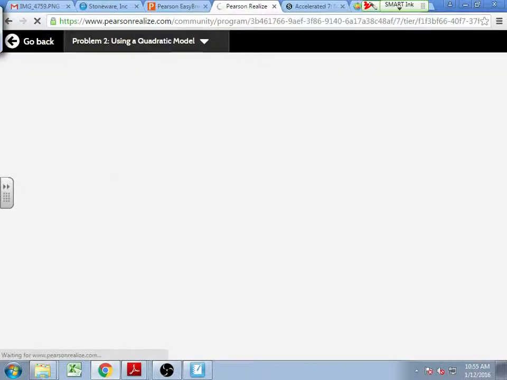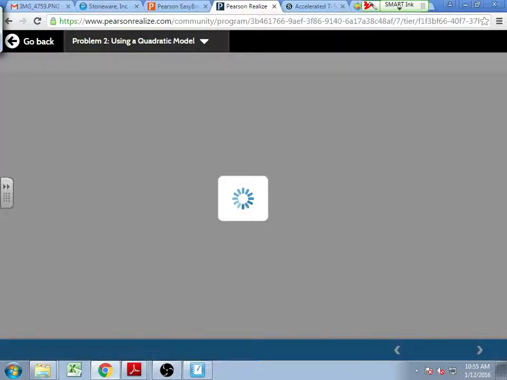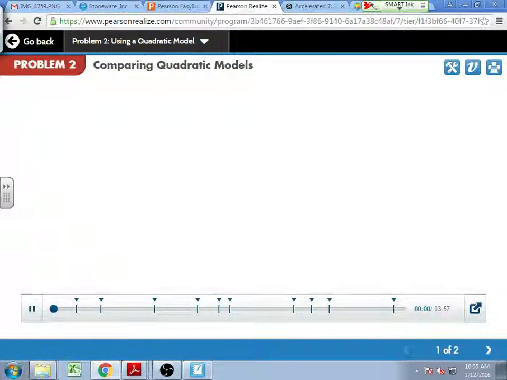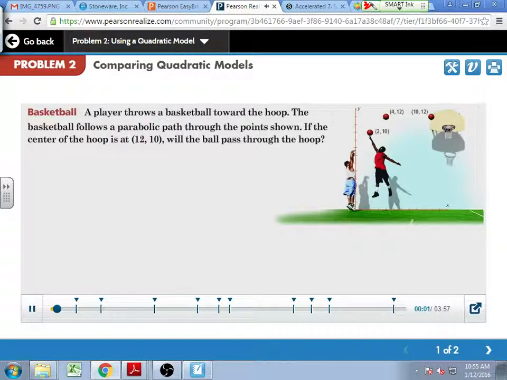All right, flip to the back. We're going to do the same thing. In this problem, you'll use a quadratic model. A player throws a basketball toward the hoop. The basketball follows a parabolic path through the points shown. If the center of the hoop is at the point (12, 10), will the ball pass through the hoop?